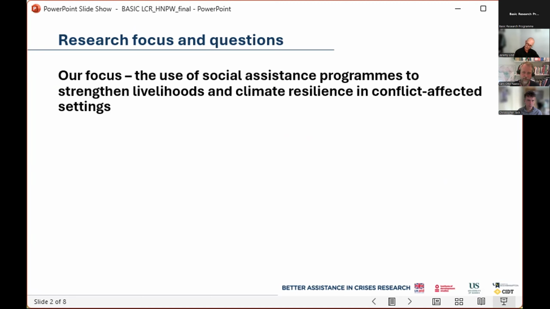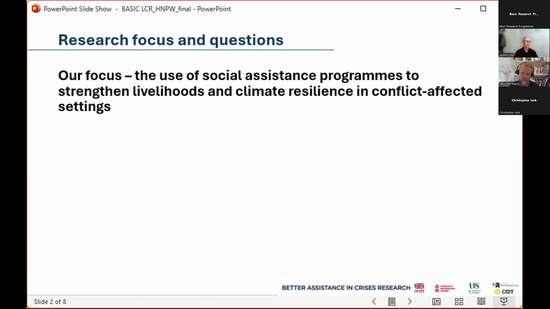There's been quite a lot of work on this over the last 10-15 years, including adaptive social protection and other programs and concepts, to look at in more detail whether and how social protection and social assistance may support resilience capacities. That includes, for example, the ability to plan, the ability to absorb shocks and stresses, and also to cope with stresses and to adapt and even transform livelihoods in that context.